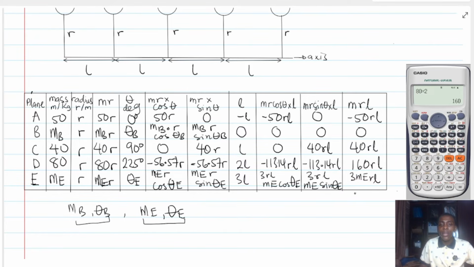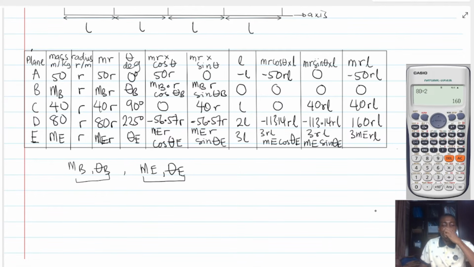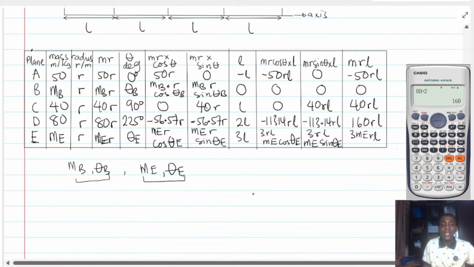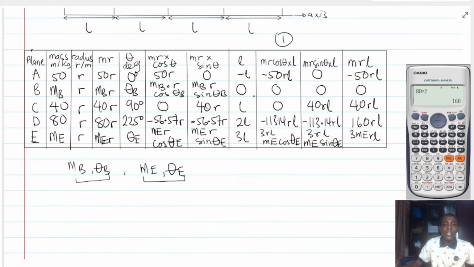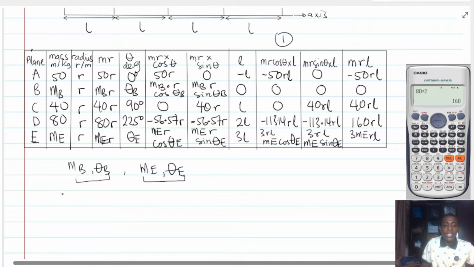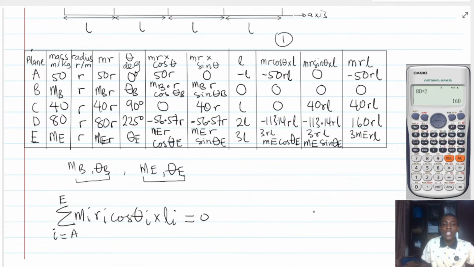All right. Now, at this point, to be able to solve this problem, there are two approaches. I am teaching you one approach in this video, and that approach is what we call the analytical method. If I want to use the analytical method, I will say that the summation of MI cosine theta I multiplied by LI from I equal A to I equal E is 0. In other words, I'm going to sum everything here and equate it to 0.